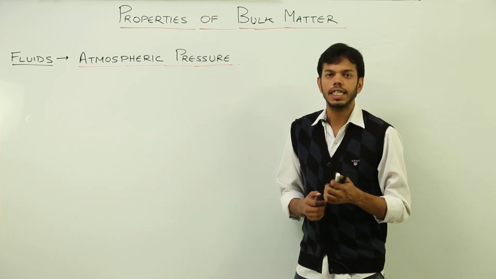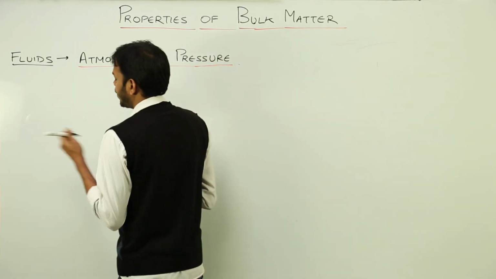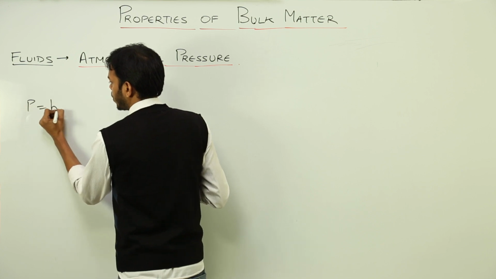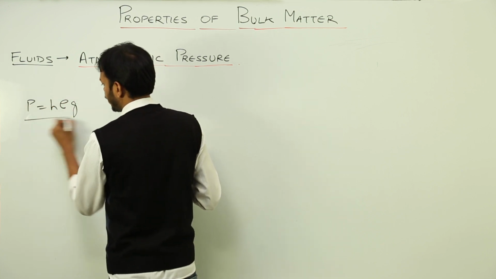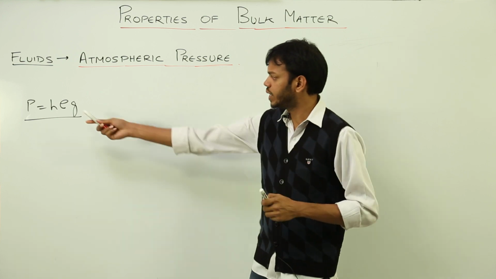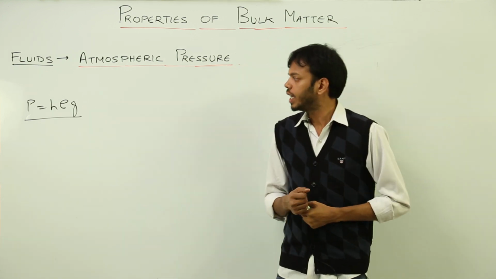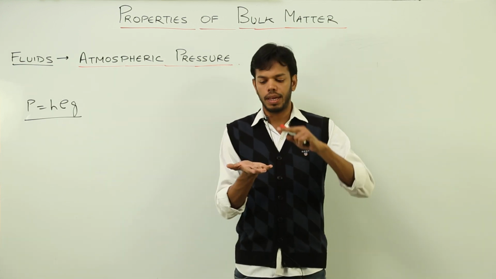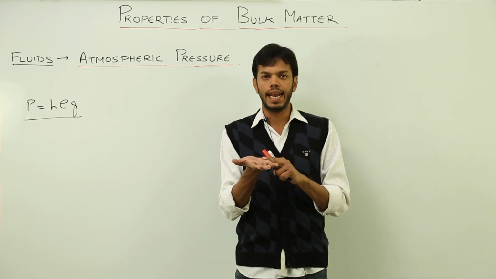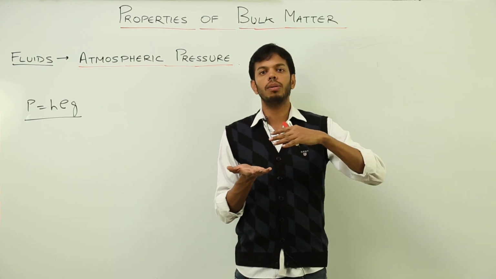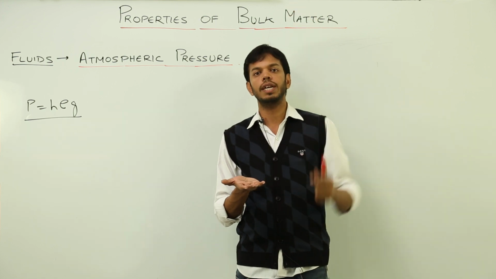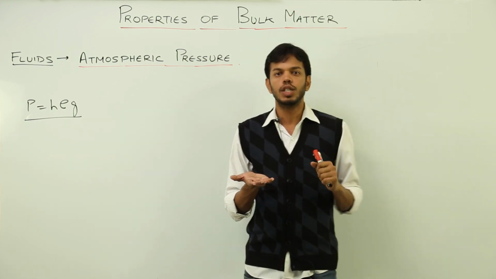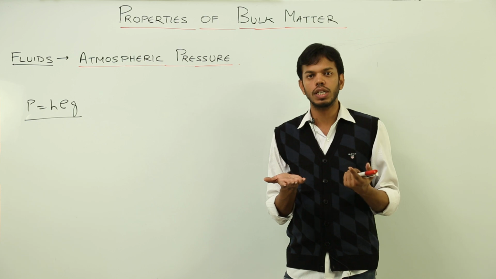We have already studied that pressure exerted by a fluid is given by the formula h rho g, where h is the height of the fluid, rho is the density, and g is the acceleration due to gravity. Now consider the air column above my hand. It is a vertical column of air which extends till the top of the atmospheric layers. Gases are also considered fluids.